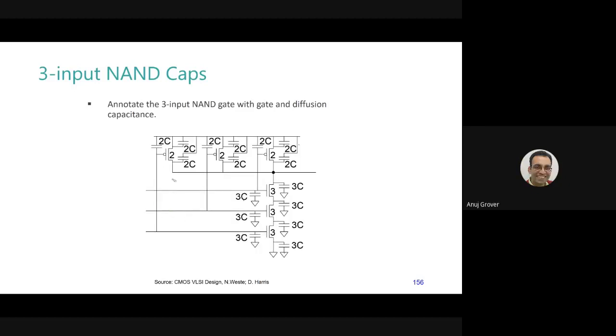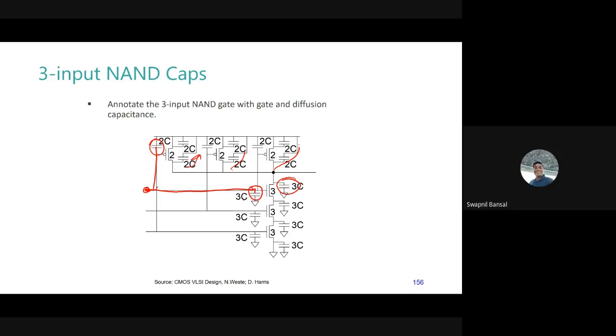So my input, let us say this input. What all capacitances does it see? 3C over here and 2C over here. Am I right? Yes, sir. 5C capacitance at the input. What is the capacitance that my output is seeing? 3C plus 2C plus 2C plus 2C, 9C. Are you with me?